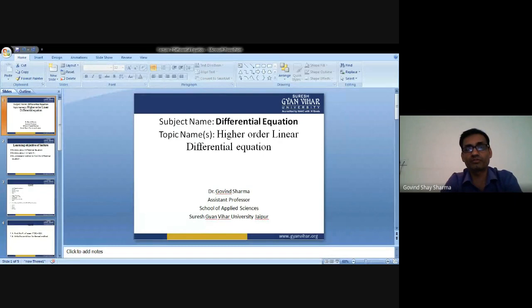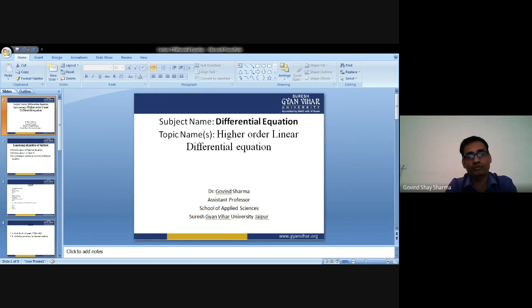In the sequence of differential equations, higher order linear differential equations. Last lecture we discussed the higher order differential equation, and now we are continuing with the higher order differential equation in the form of PI. Also, I told you that the complete solution of a higher order differential equation is CF plus PI. Here CF is the complementary function and PI is the particular integral. Now we continue.